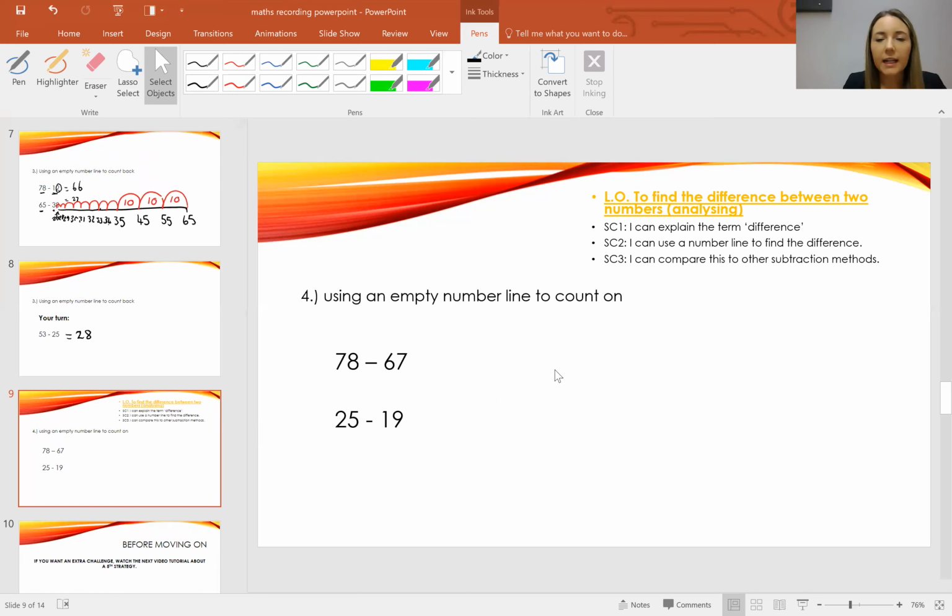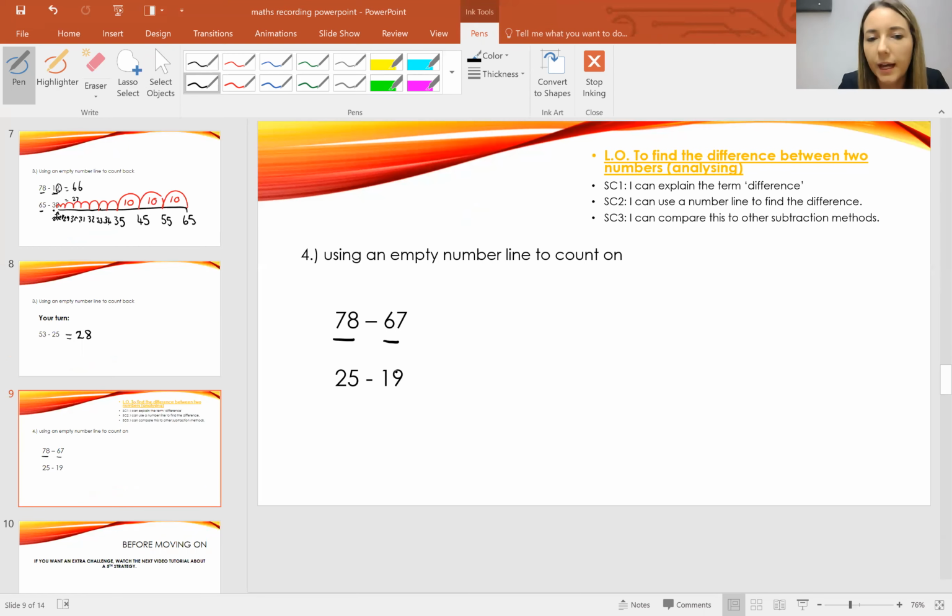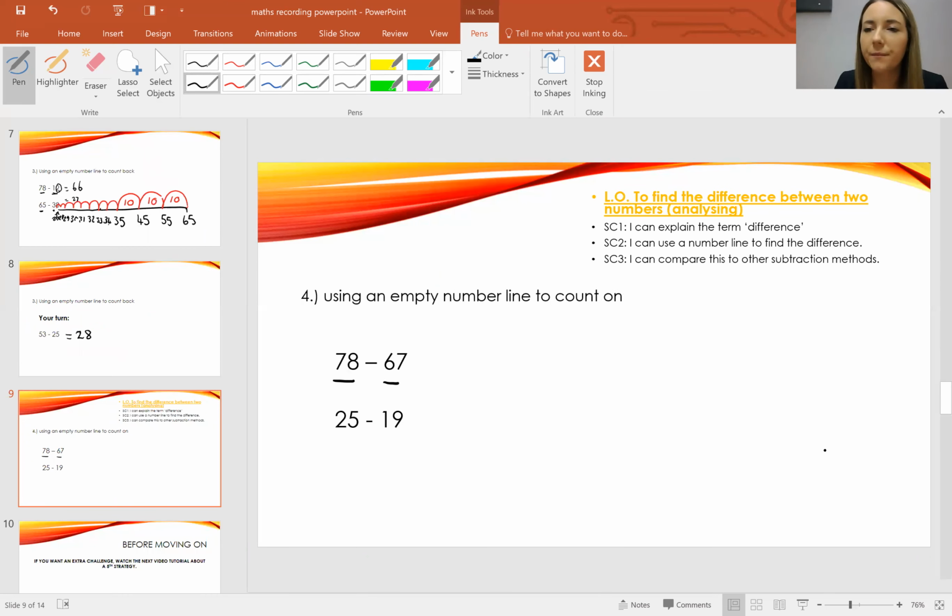Okay, so finally, our final strategy that we're learning today is using the empty number line to count on. So finding the difference by counting on and looking at how many numbers are in between your minuend and your subtrahend. Okay, this is a good strategy to use when your minuend and your subtrahend are close together. Okay, 78 and 67 are quite close together.